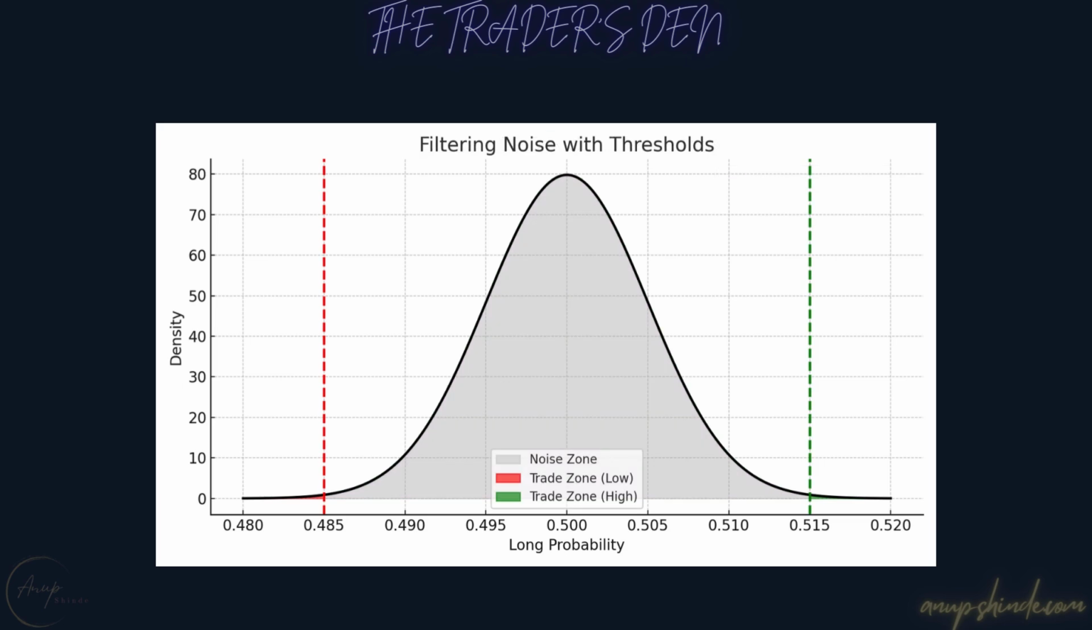To filter out this noise, we only take signals when the long probability actually touches or breaches the extremes, 48.5 or 51.5. That way, we ignore the noise in the middle and only act when there's a statistically meaningful deviation. On this chart, the black line shows the raw probability series, and the red and green dots show the filtered signals we would trade on. Let's see what happens when we do that.